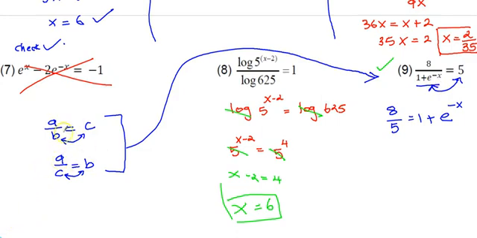Swap the place of these two, properties of fractions. A over b is equal to c, we can also say a over c is equal to b. So 8 divided by 5 is 1 plus e to the x. This is a very easy way to solve the equation. Now all we have to do is subtract 1. Do not touch the calculator until the last point. 8/5 minus 1 is 3/5.